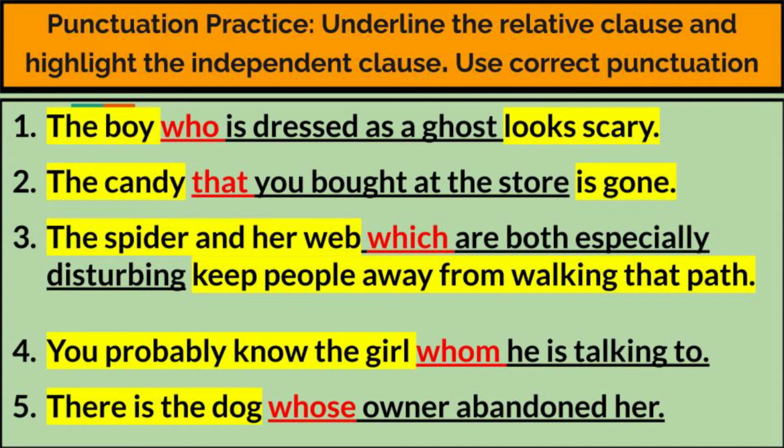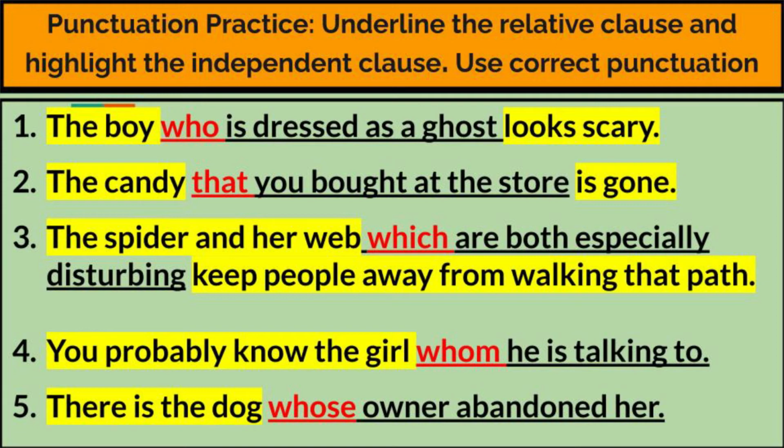Number 3 is not essential. If we look at the relative clause, which are both especially disturbing, we realize that it's not necessary in the sentence. So therefore, it does have a comma. It says, the spider and her web, comma, which are both especially disturbing, comma, keep people away from walking that path. Do you see how we could have that sentence without the clause? The spider and her web keep people away from walking that path? That is why this one is not essential and does have a comma.